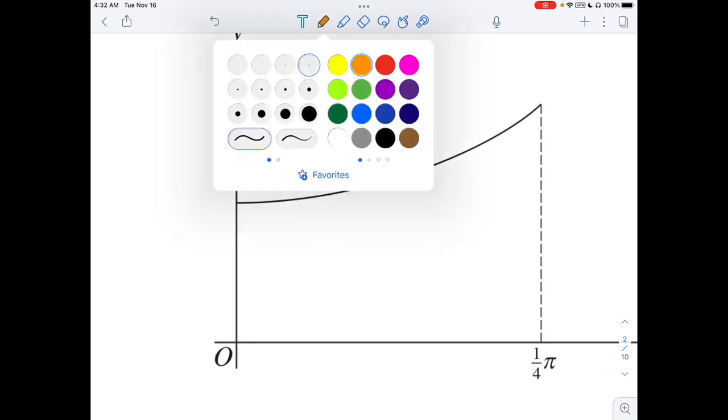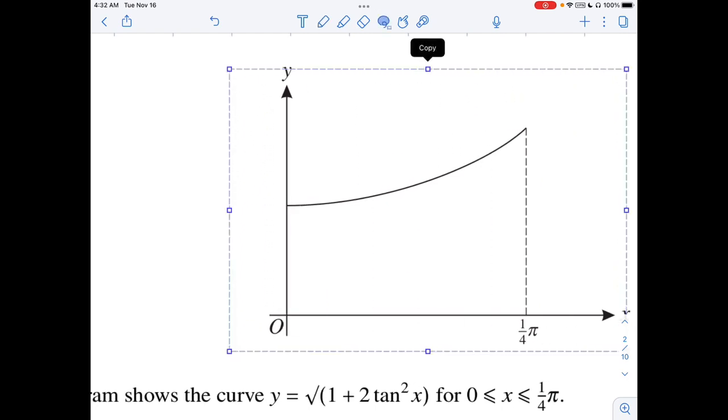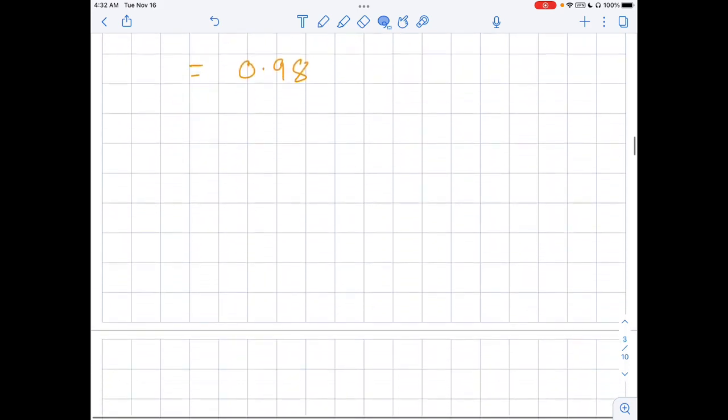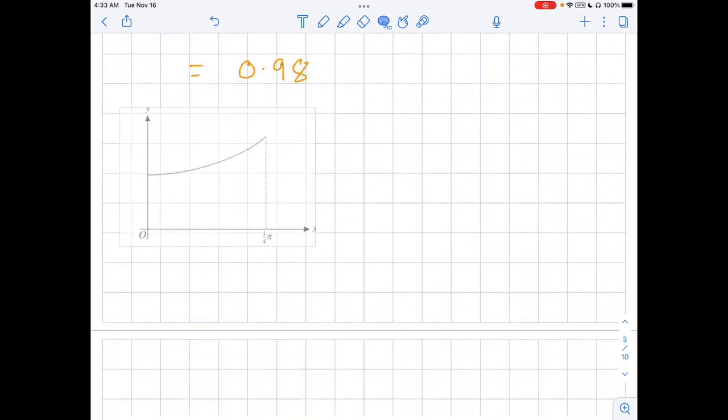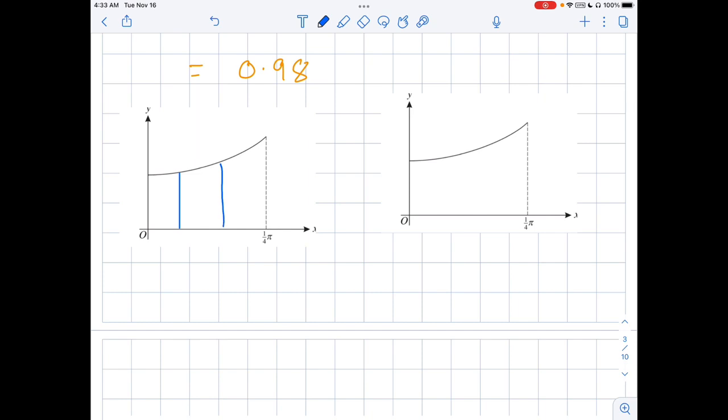So basically what I'll do is I'll copy the diagram in the next page. One time and 2 times. With the 3 intervals and 4 intervals, 6 intervals. Okay, so with the 3 intervals, I'm drawing 3 trapeziums. 1, 2. This is the second one and the third one. So it is 0, pi by 12, pi by 6, and pi by 4.